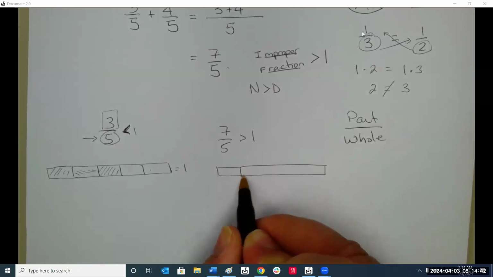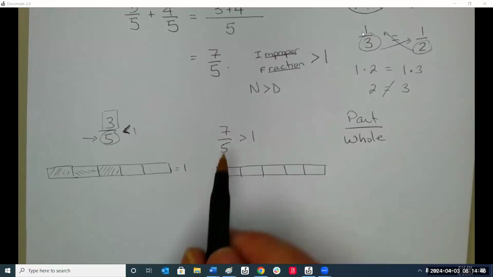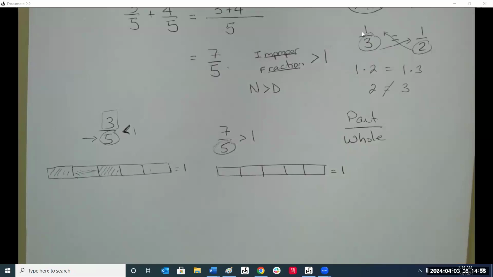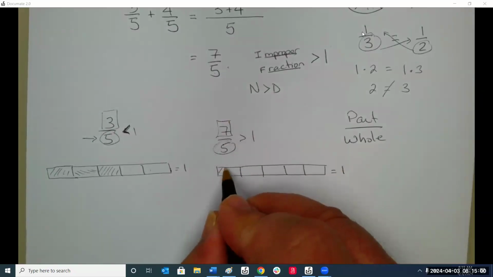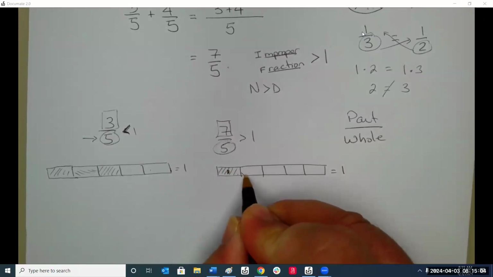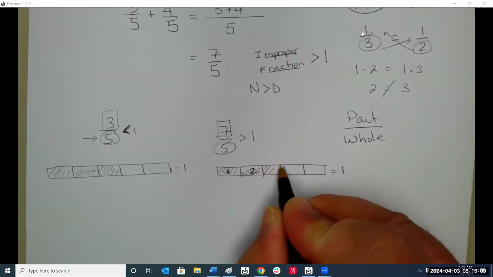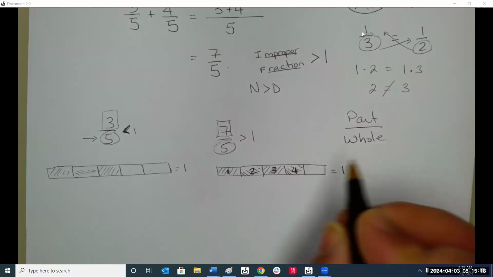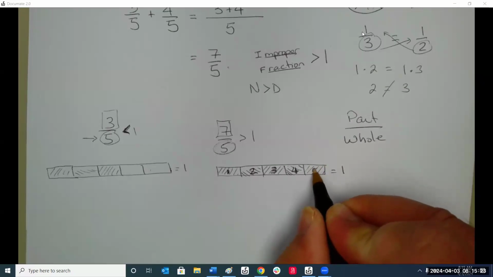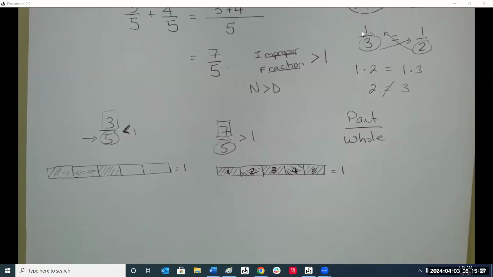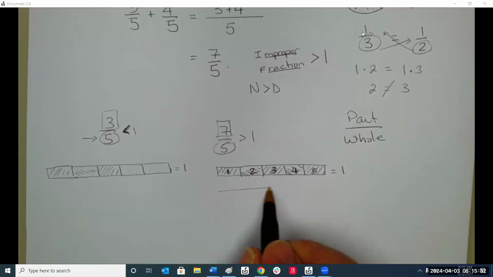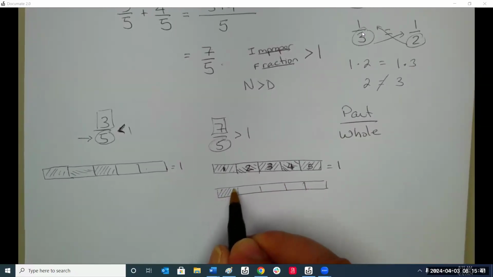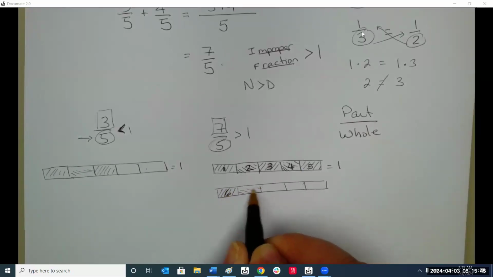In the second one, remember, we have five pieces in our block. This equals one unit of five. But we want to use seven of them. That's one. That's two. That's three. That's four. That's five. We need more. How many more do we need? So we need another block. Each one of our blocks has to have five pieces in it. And we need two more. So this is going to be number six. And that's going to be seven.